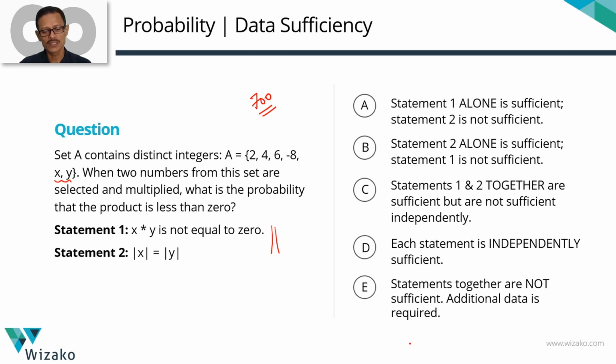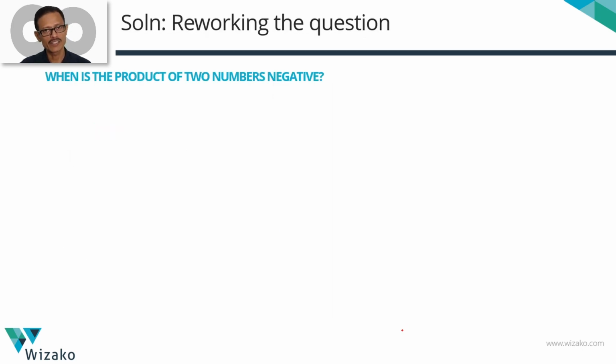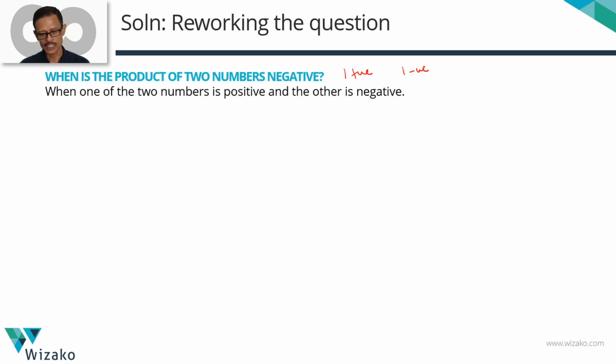We need to find out the probability that the product of two numbers selected from the set is less than 0. First question, when will the product of two numbers be negative? If it is less than 0, it is negative. The product of two numbers will be negative when one of those numbers is positive and the other number is negative. So what does this actually translate to?